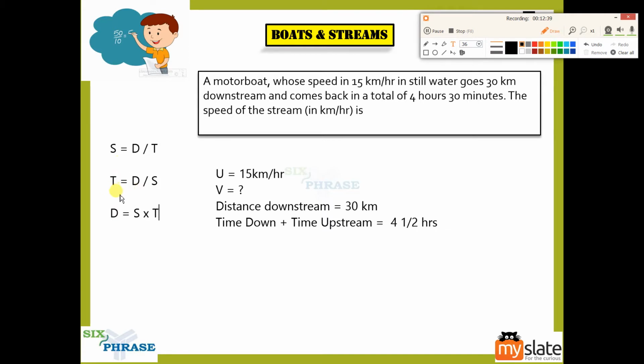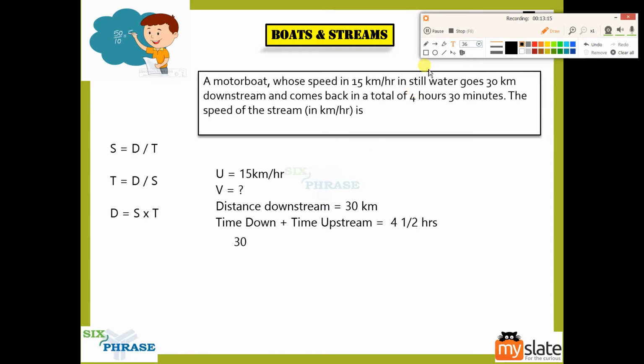So time is equal to distance by speed. We know the total time. This is the time taken to go down and come back, right? So what is the time taken to go down? Time taken to go down is nothing but distance going down divided by speed going down. The distance is 30 kilometers, divided by the speed.